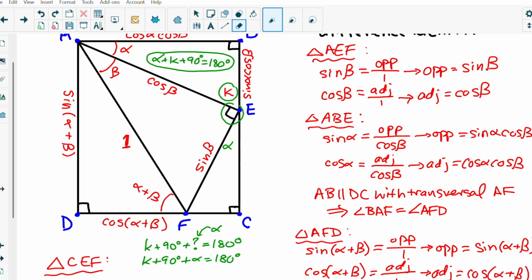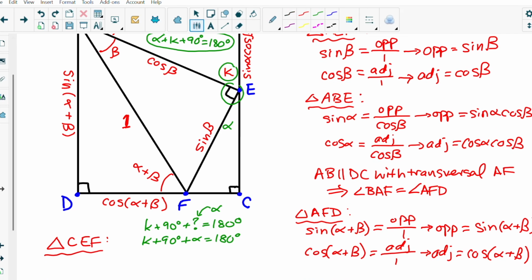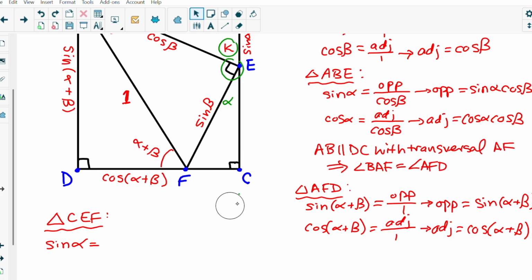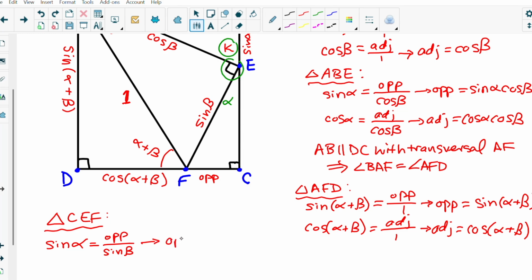Now that we got that established, let's go back and calculate the sine and the cosine ratio for each of these values. First, triangle CEF, sine of alpha equals, well, I'm looking for this opposite side. Let me erase this, folks, right here. I got to make some room. Sine of alpha equals opposite over the hypotenuse, which in triangle CEF is sine of beta. So that gives me opposite side equals sine of alpha, sine of beta.